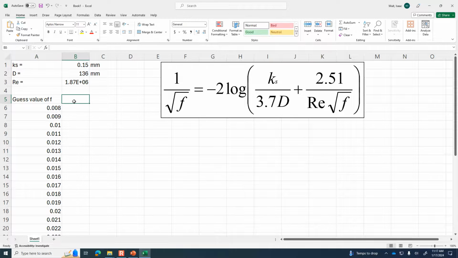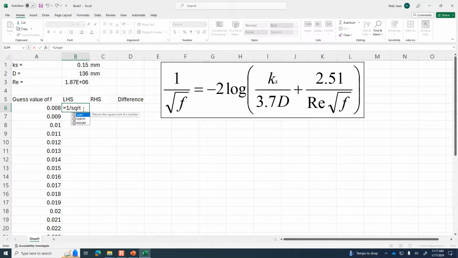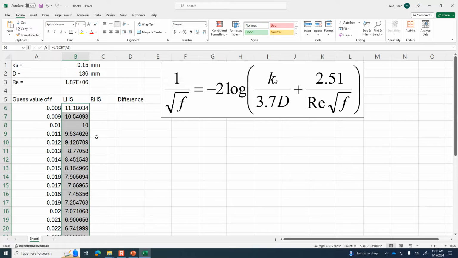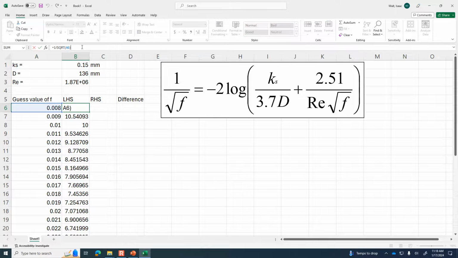So I'm going to have the left-hand side of the equation, the right-hand side of the equation, and then calculate the difference between the two. By left-hand side, what I mean is I'm going to have 1 divided by the square root of F. So 1 divided by square root of F. And if I double-click here in this green box that's at the lower right-hand side, then it automatically drags it down through the entire list. So that's the left-hand side of the equation. 1 divided by the square root of F.